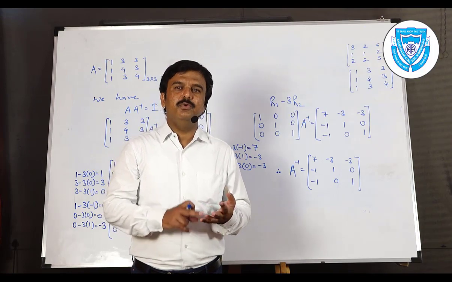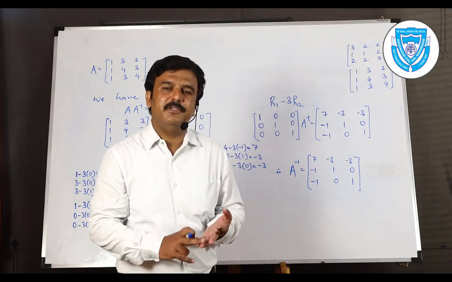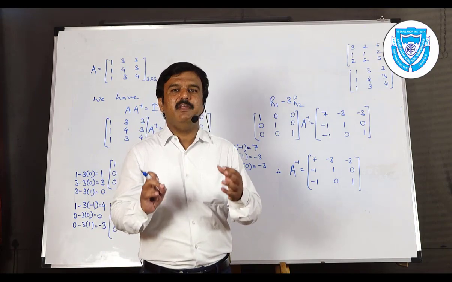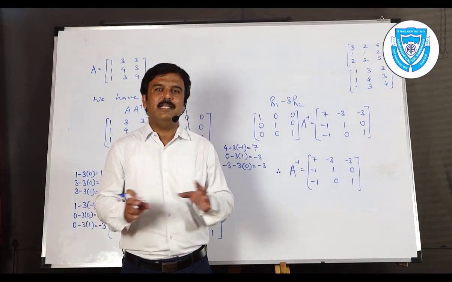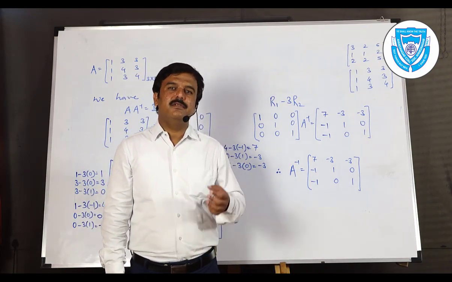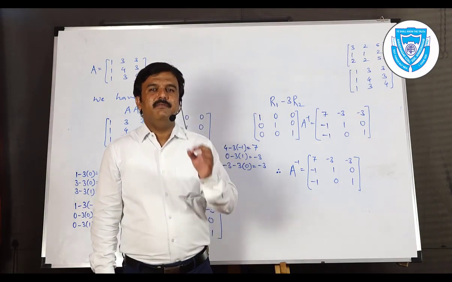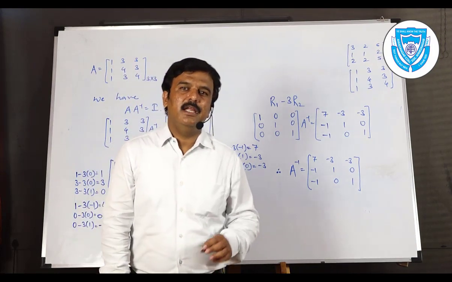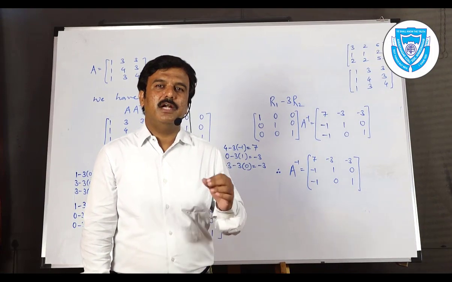I'll suggest you to go with the elementary column transformation at home. If you have any difficulty or query during the same, you can ask me on the WhatsApp group. I'll resolve it over there. Till then, we will start with the third method, that is the adjoint method.